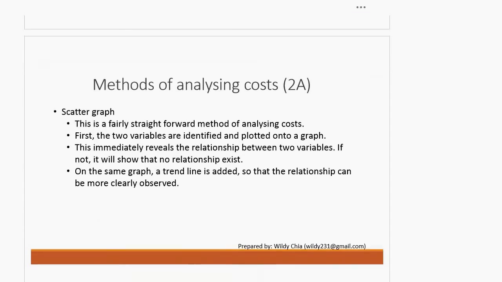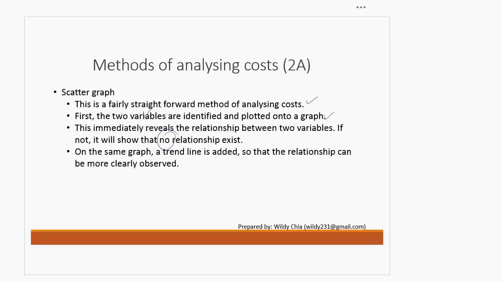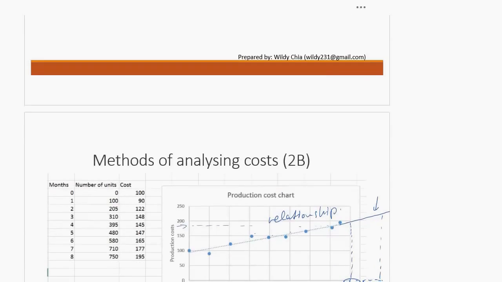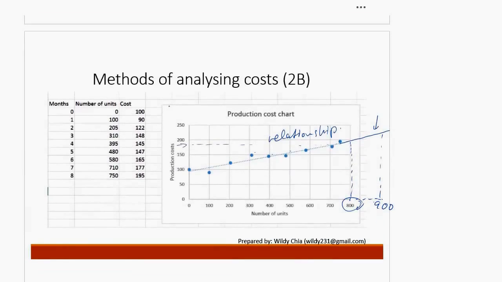Now we also could use the scatter graph to analyze causes. This is fairly straightforward. Basically, two variables are identified and they are plotted onto the graph. This immediately shows whether there's a relationship between two variables. Of course, if there isn't anything that you can see on the graph, it means that probably there is no relationship. Okay, so the scatter graph, which was what we saw just now, with this series of points dotted all over, and then with a line of best fit.